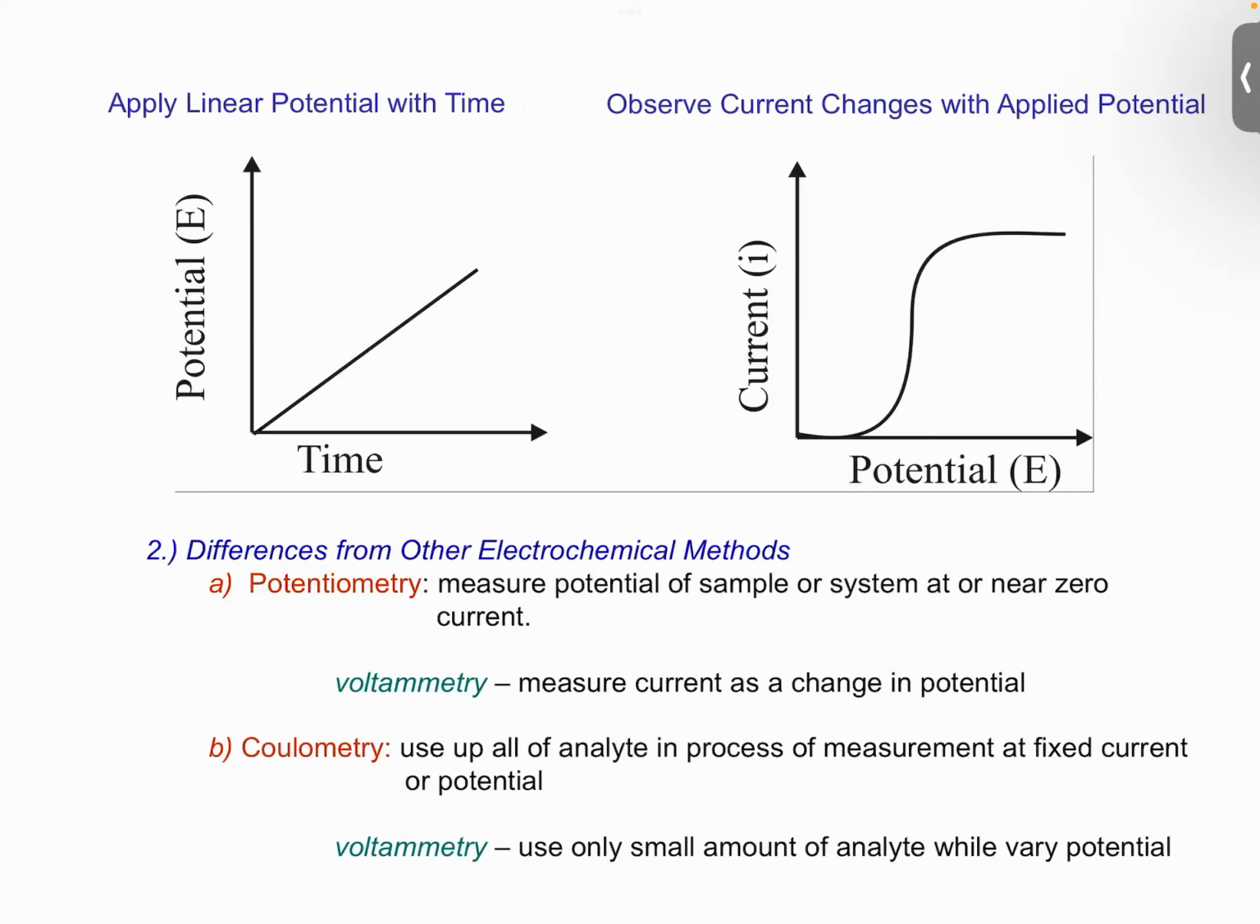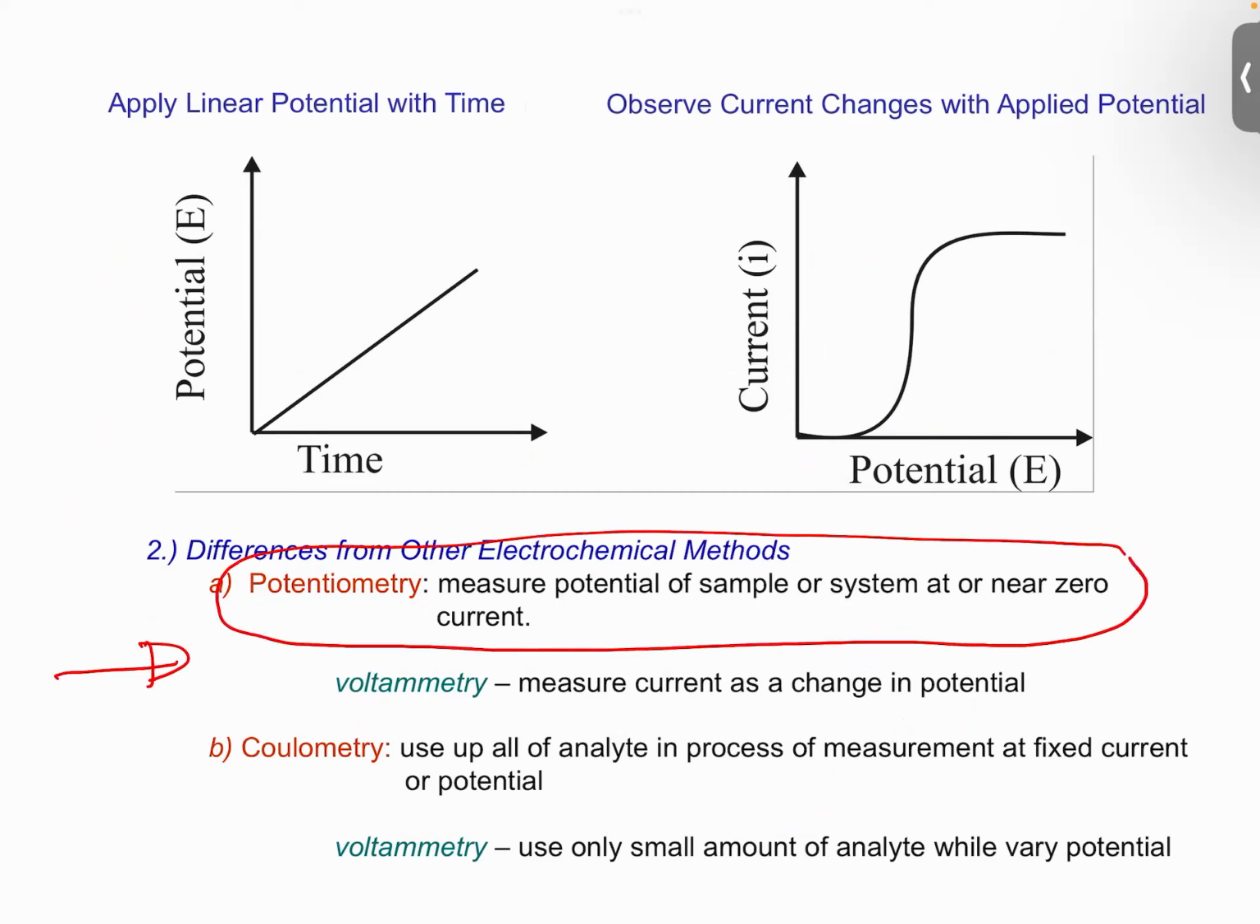Okay, so this one is telling us what is the difference between potentiometry and voltammetry. Okay, so potentiometry, not potentiostat, yeah, potentiometry is to measure the potential of a sample or system with the electrode. So this is very common, the one that, I don't know, many of you who have taken electrochemical methods during your bachelor's will know about electrode potential.